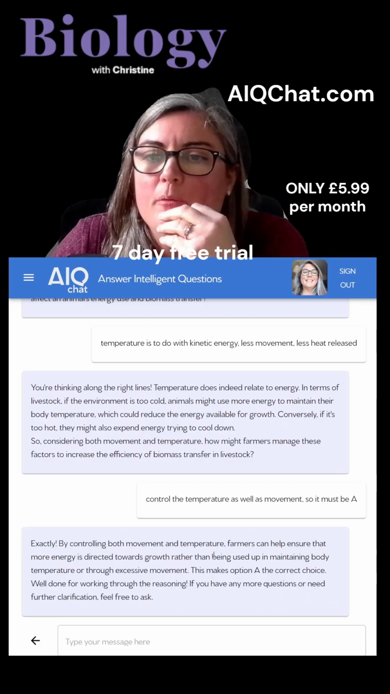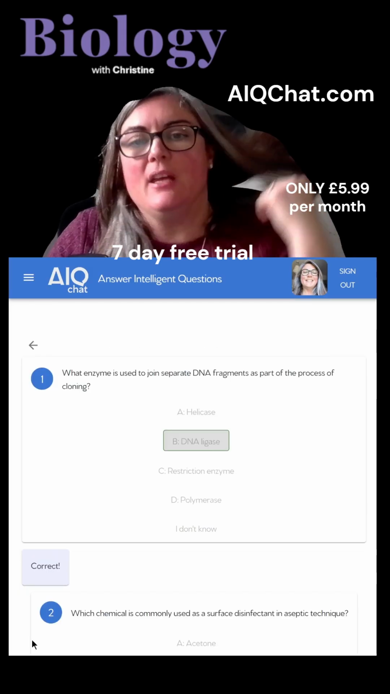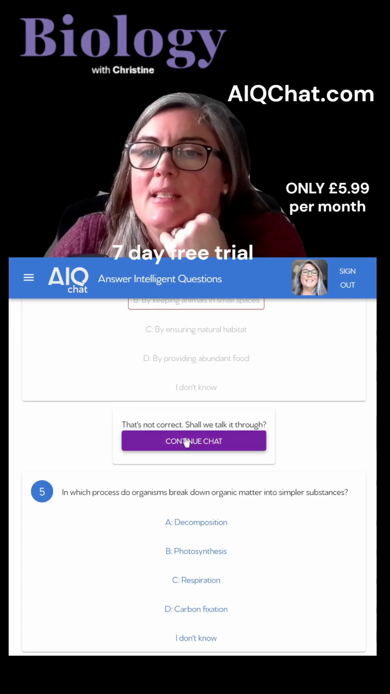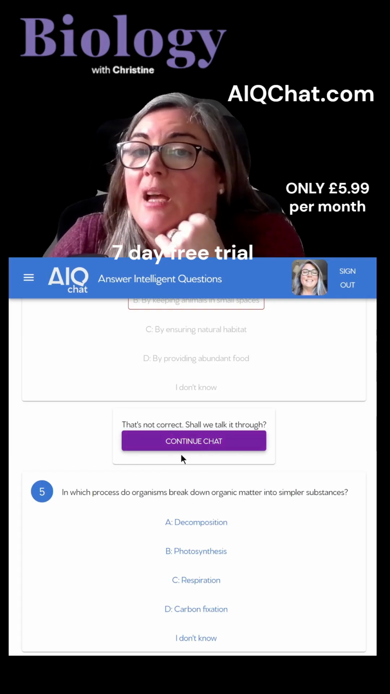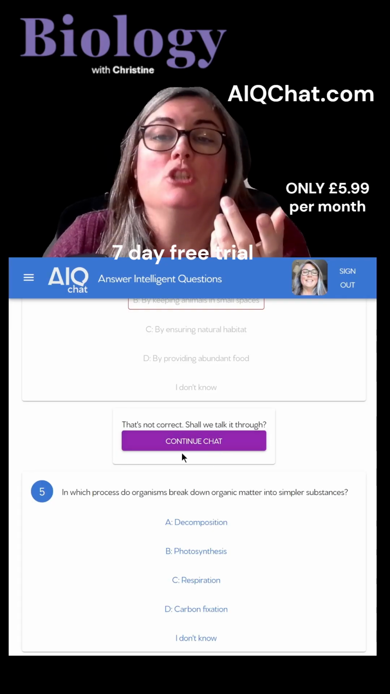Exactly, by controlling both movement and temperature. Perfect, nice. Now if I go back and I come to the bottom, I can see that this has now changed a color to show that I've had a chat, but I can go back and chat with it.